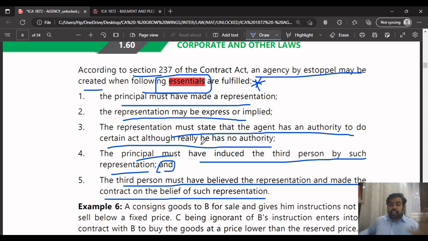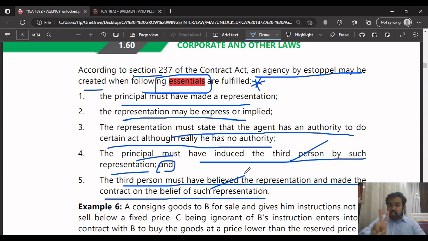I'll tell you how easily you can remember these five essentials. Related to the third person, there are two essentials. What are those two? First, the principal must have induced the third person by such representation. Next, the third person must have believed the representation and made the contract on belief of such representation.